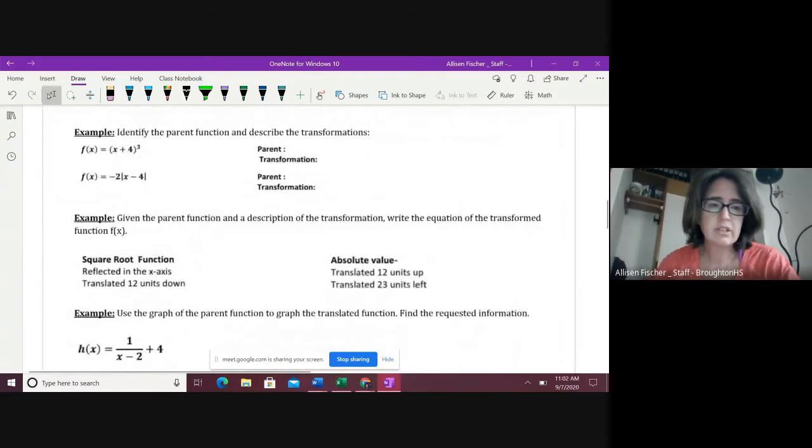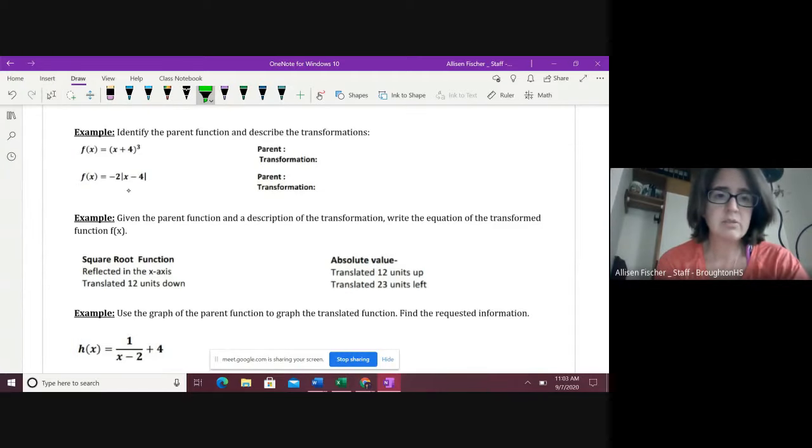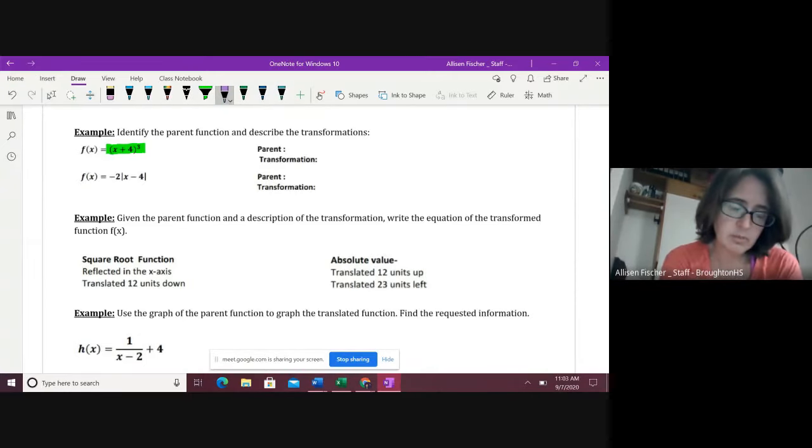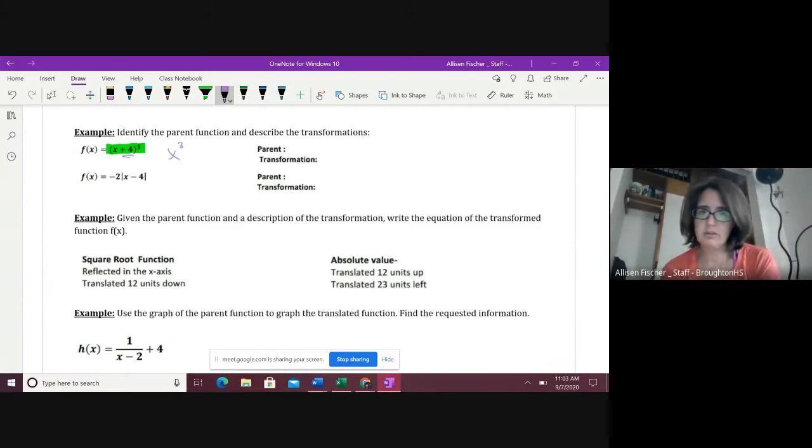Okay. So for the first example, I'm going to ask you something like identify what the parent function is and describe the transformations that have taken place. So if I see f of x equals (x plus 4) to the third, I want to know what transformations took place from the original parent function. So typically what you're looking at is if you were to take away the parentheses and the plus whatever number, what would you have left? So your parent function here, if I took away the parentheses and the plus number, I'd have left an x cubed. So x cubed is your parent function.